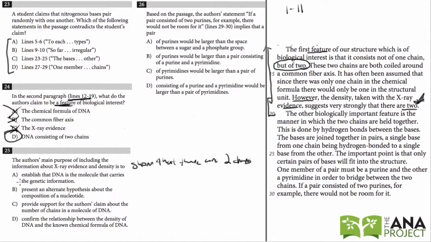Now instead of picking the right answer, let's eliminate the wrong ones. Establish that DNA is the molecule that carries the genetic information. Does that mean show that there are two chains or prove that there are two chains? No. Present an alternate hypothesis about the composition of a nucleotide. No, that doesn't sound right. Provide support for the author's claim about the number of chains in a molecule of DNA. That seems okay. Let's keep this. Confirm the relationship between the density of DNA and the known chemical formula of DNA.